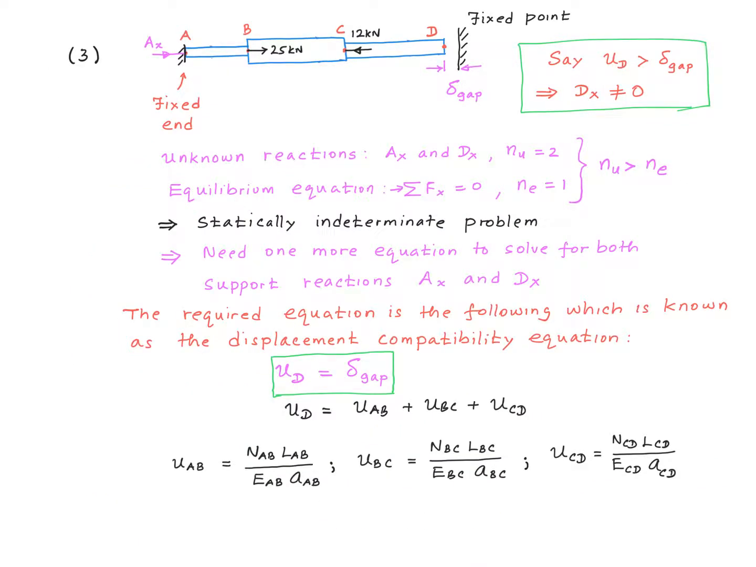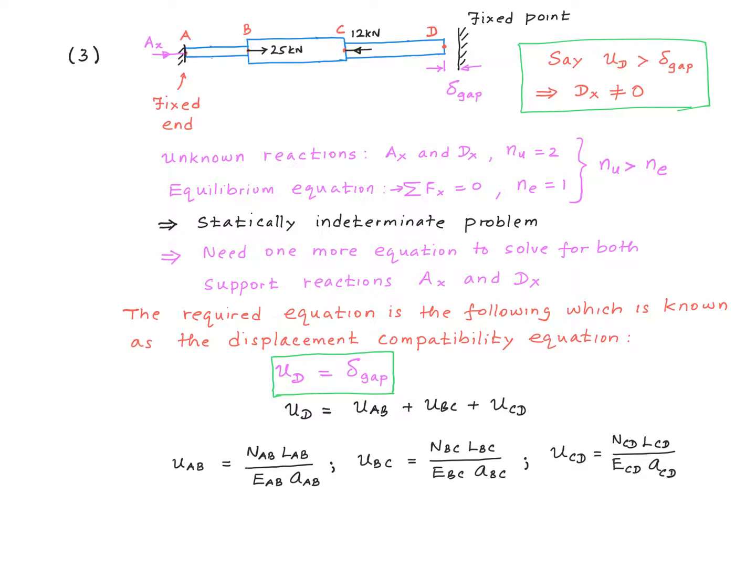Here's my third example. We consider the same problem we considered in the earlier example. The difference is, instead of having the fixed support right at point D, it is in the vicinity of point D. In other words, there is a gap, delta gap, between point D and this fixed point. Supposing we treat this problem like in example number 1, in other words, we treat point D as a free end and calculate the displacement of point D. Let's say that displacement is U sub D. Supposing U sub D is greater than delta gap.